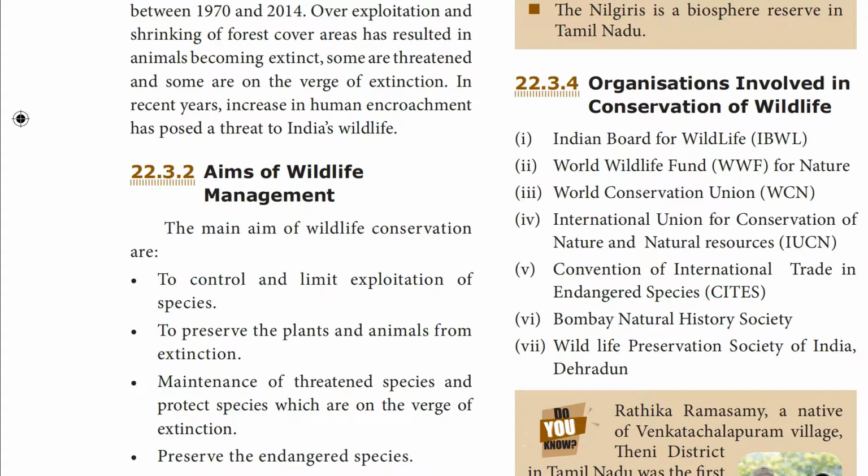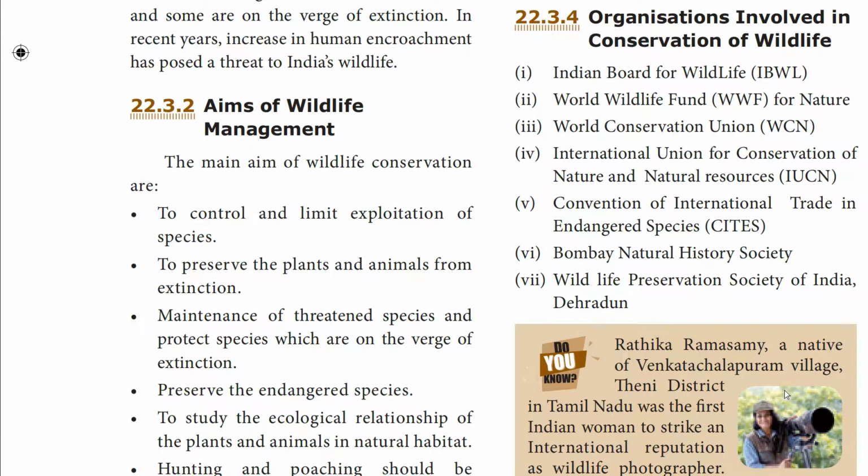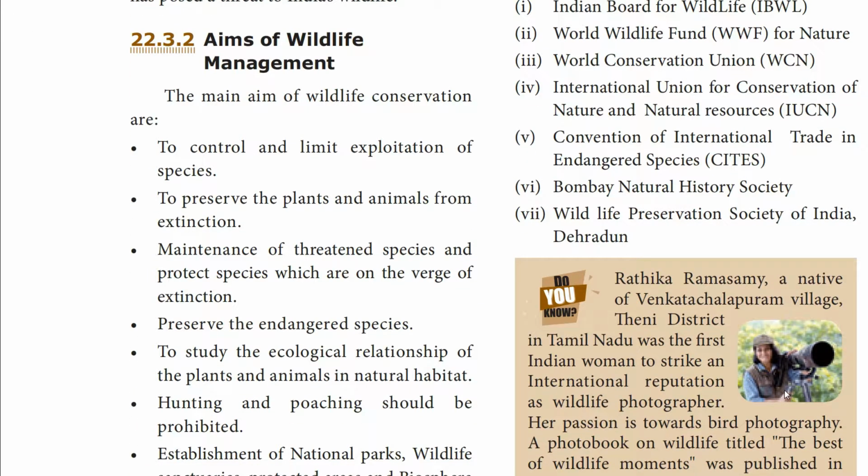Maintenance of the threatened species and protecting the species which are at the verge of extinction. So the species which are very few in number, which are at the verge of extinction, are found out, and more care is taken to preserve them, to protect them from any danger. Preserving the endangered species. To study the ecological relationship of plants and animals in their natural habitat. So we need to protect the wildlife to study the interrelationship between the plants and animals. Both are related to each other. We have already learned about this in the food web and the food chain.